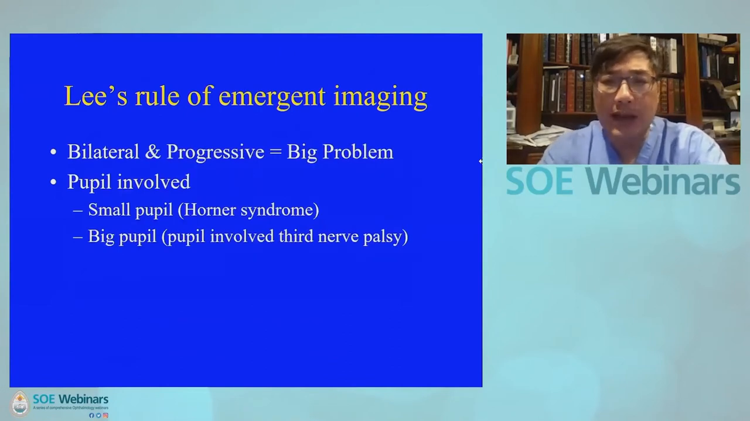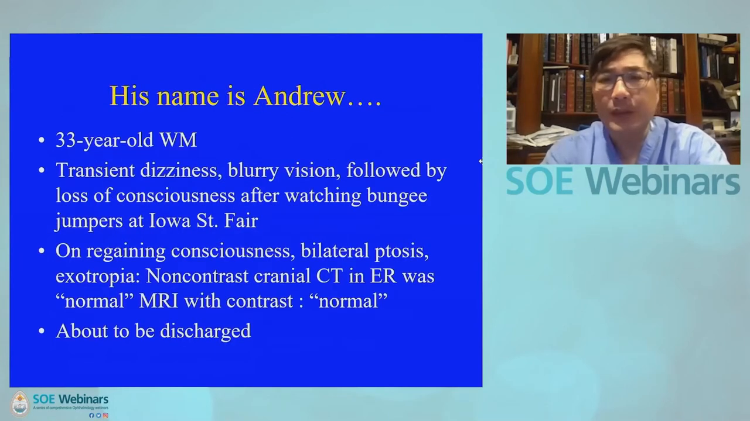In addition, you need to have emergent imaging if it's bilateral and progressive. Bilateral and progressive is a big problem. And once you add in the Lee's P's, the pupil involved, a small pupil, that's the Horner syndrome, or a big pupil, that's the pupil-involved third nerve palsy, that is also a big problem. I want to end with one example of this bilateral and progressive and how dangerous it is.